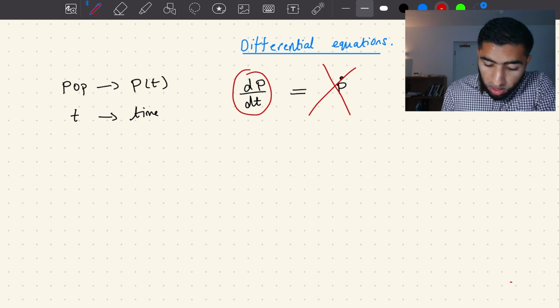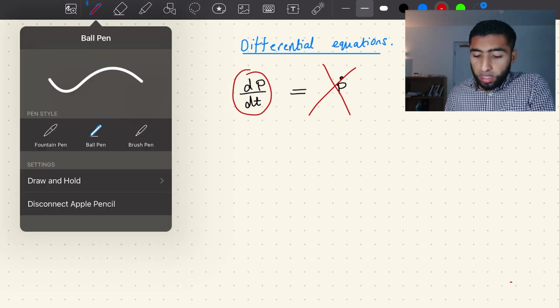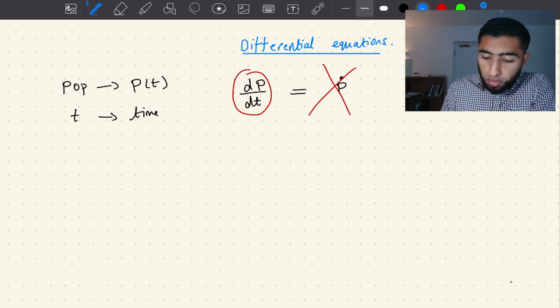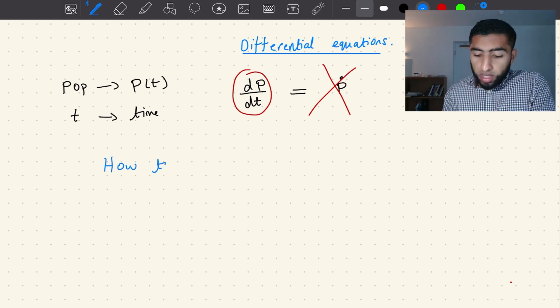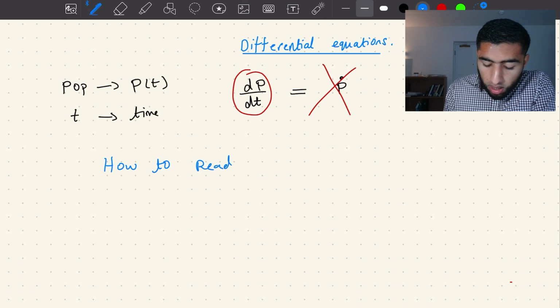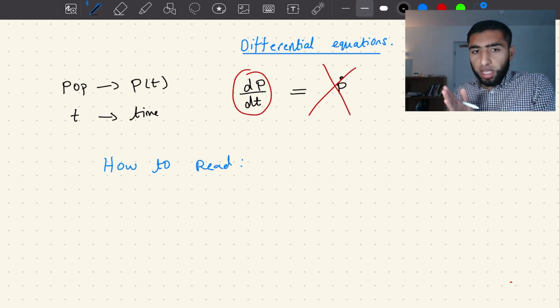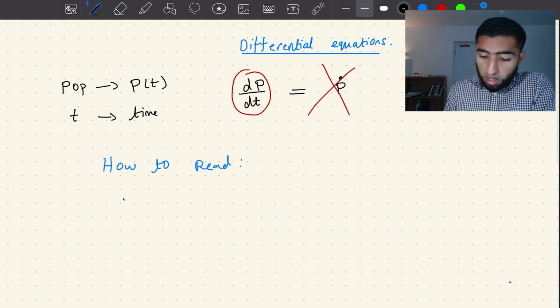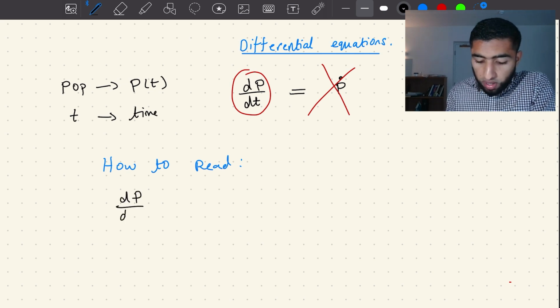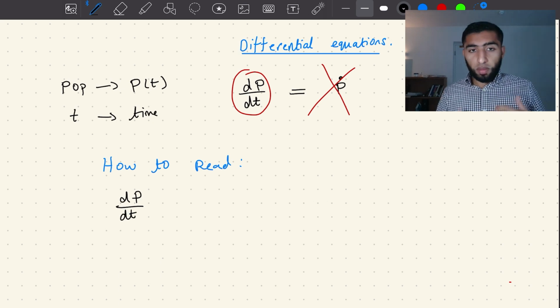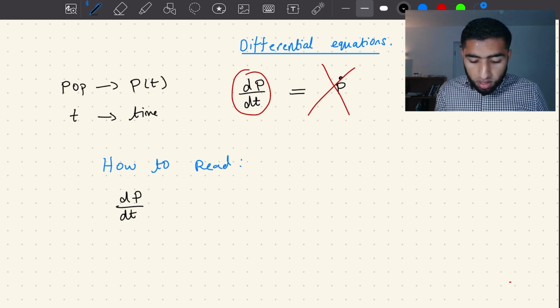My first question actually is how to read this equation. Okay, so how do we read dP/dt? The way to read it is the following. I would say, how does the population change with time? Okay, so remember the d represents change. So how is the population changing with time? With time meaning the denominator has time over here. So that's the question you ask yourself. Let me repeat myself once again. How does the population change with time?